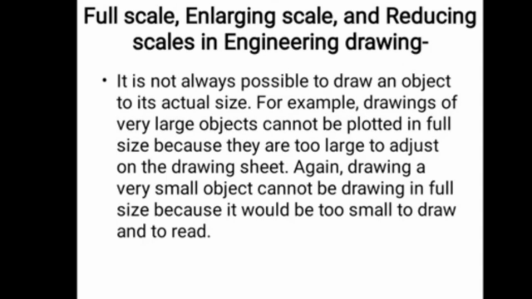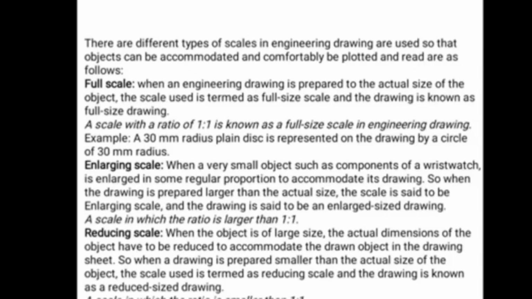If the dimension of an object is very small, we need to enlarge it, like the components of a wristwatch, which has very minute components. In the same way, reducing scale means that the dimensions of buildings and bridges need to be reduced, so in those cases we go for the reducing scale. Based on the requirement, we select full scale, enlarging or reducing.